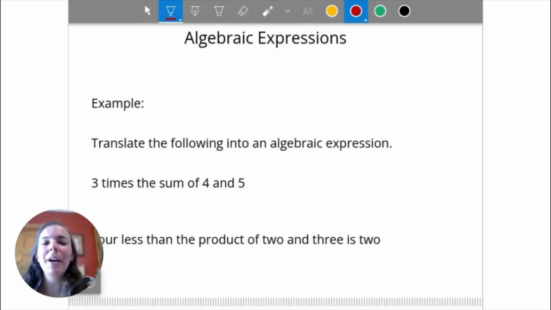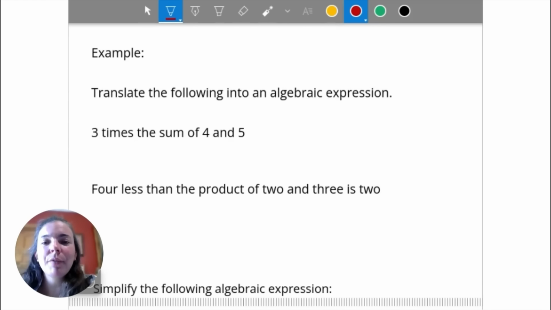All right, so algebraic expressions is another topic that we need to be really comfortable with. So we may need to translate some sentences into algebraic expressions. We may need to simplify some algebraic expressions. So here are a few examples of what you might see. Translate the following into an algebraic expression.